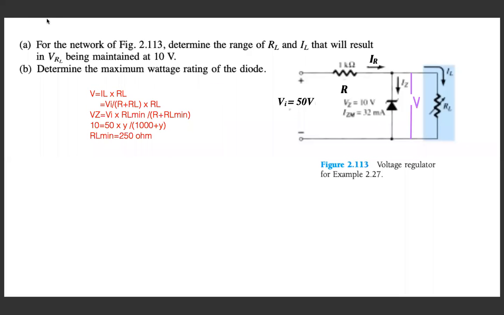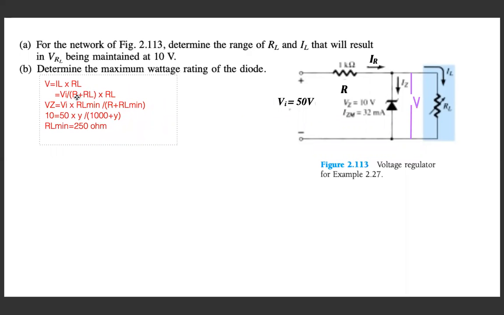Now we will move on to the second one, to calculate the RL maximum. But before doing that, we have to find out the minimum current through the load resistance. That is also asked here, IL. If you have calculated the minimum value of load resistance, then you can simply calculate the maximum value of load current. That will be VZ divided by RL minimum.